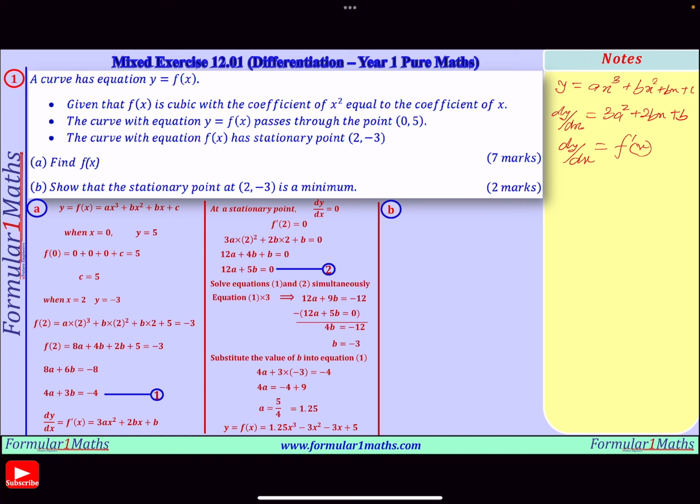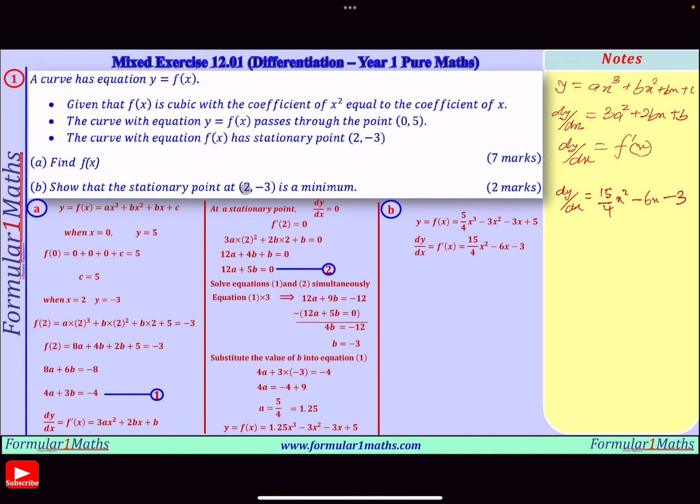For B, we will need to differentiate the equation we found. We can make it simpler by writing the 1.25 as 5 over 4. If we differentiate that, we get dy/dx equals 15 over 4 x squared minus 6x minus 3.